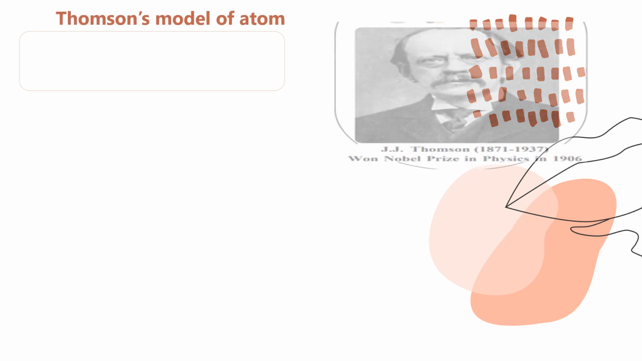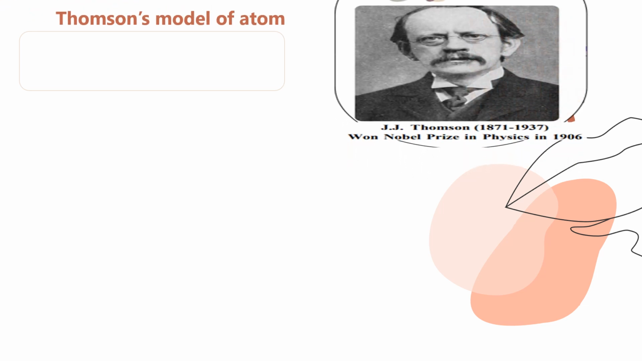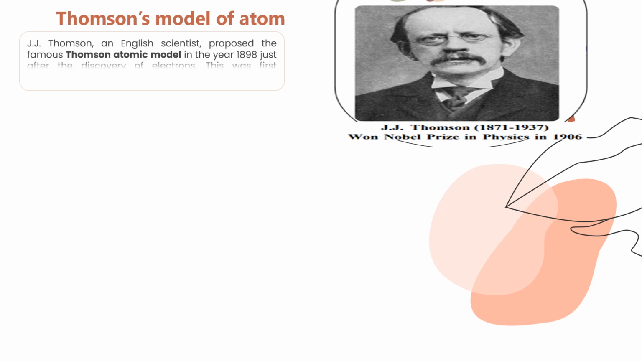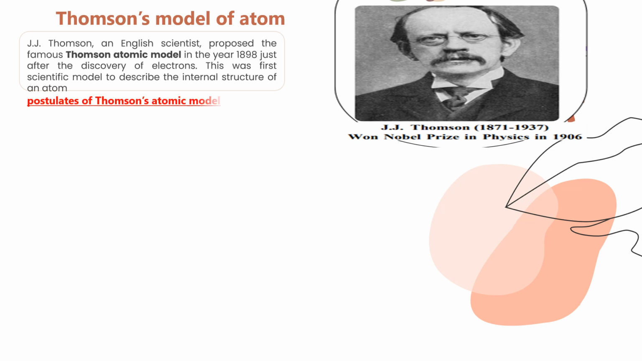Later, J.J. Thomson, an English scientist, proposed the famous Thomson atomic model in the year 1898, just after the discovery of electrons. So, this was the first scientific model to describe the internal structure of an atom. Thomson proposed that the shape of an atom resembles that of a sphere having a radius of 10 to the power of minus 10 meters.